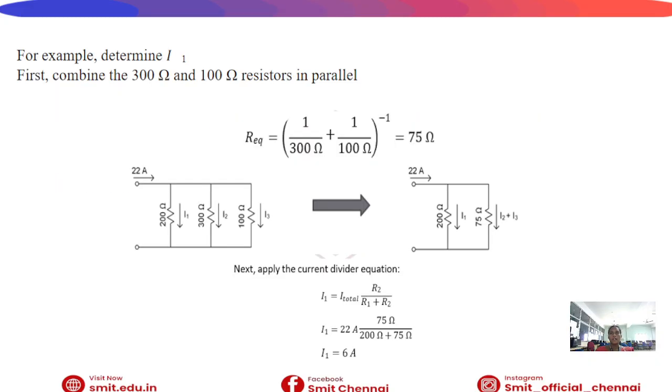General current divider: if one branch contains a combination of resistors, it can be simplified first. Using conductance, the current divider rule can be applied to any number of parallel resistors.